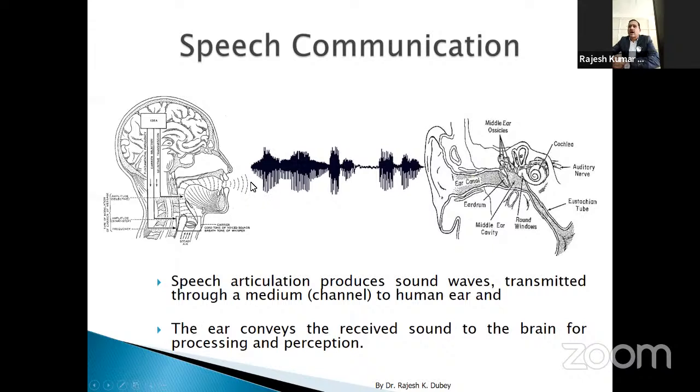Similarly, after that it reaches the human ear, and the ear conveys the received sound. Here, sound is received by the human ear, and it goes through the ear canal, down to the eardrum. All this processing is biological processing. And then the spikes go to our brain to understand it. Then perception is made. So at the starting, at the sending end, it is speech production, speech articulation, and at the receiving end, it is the ear.